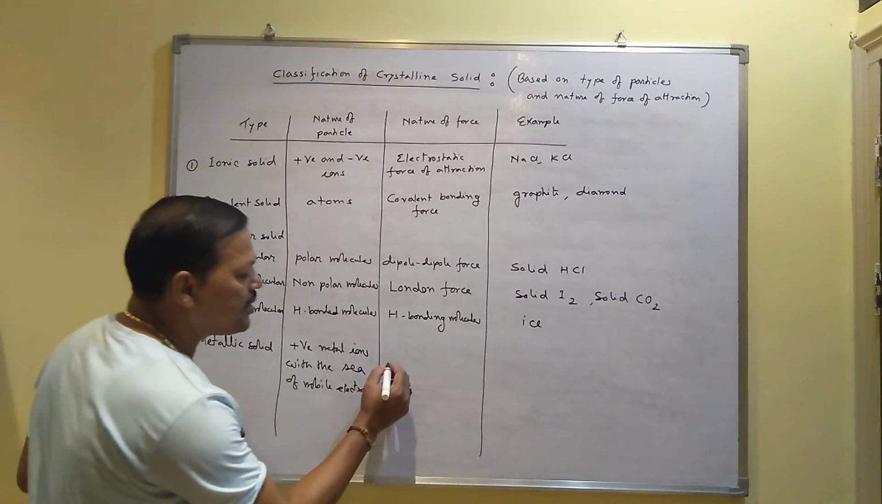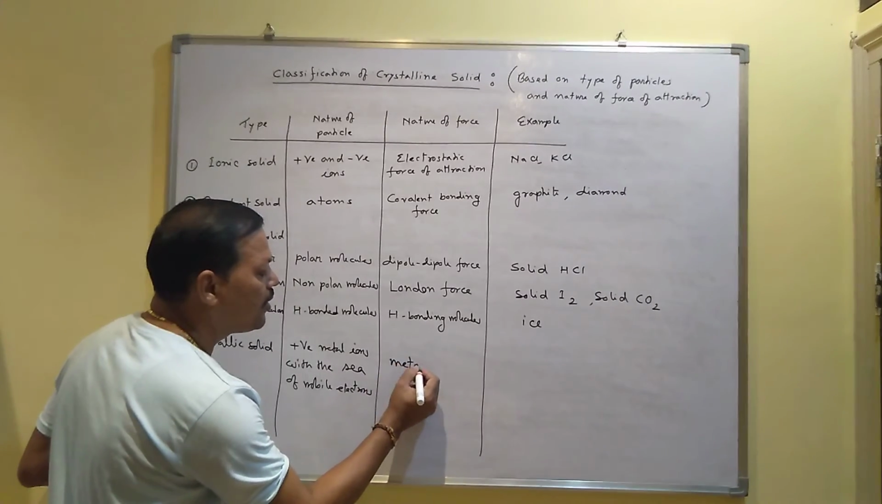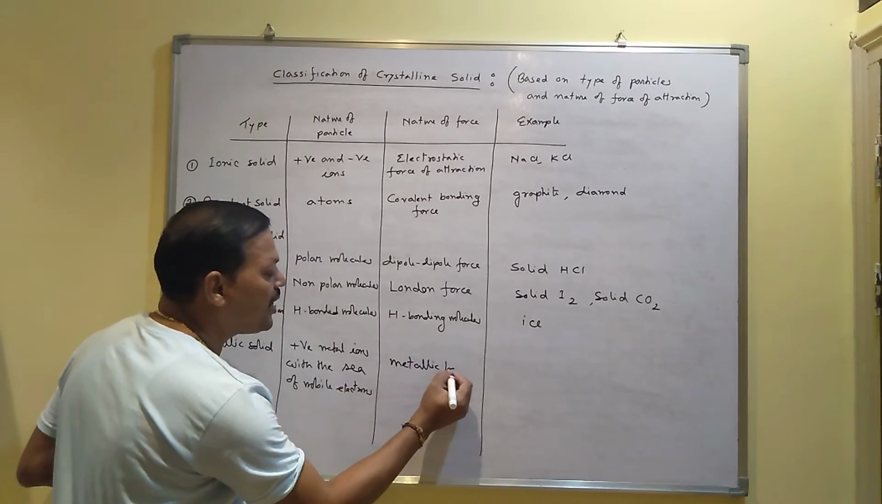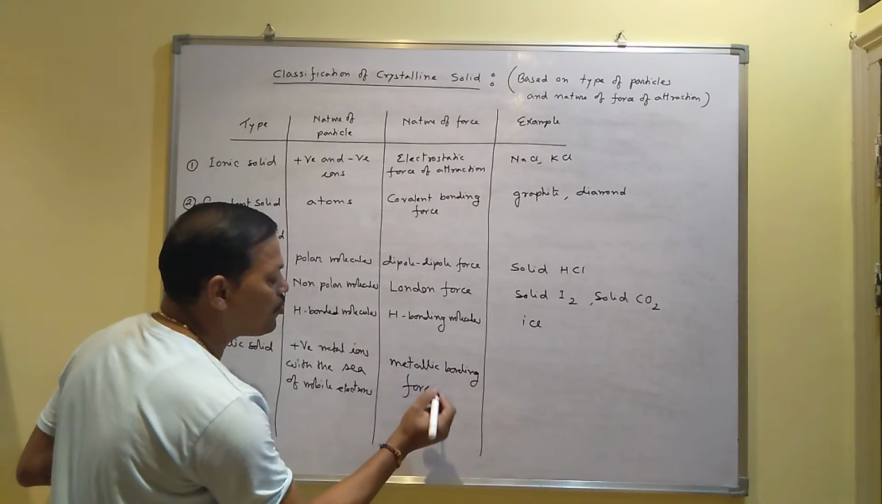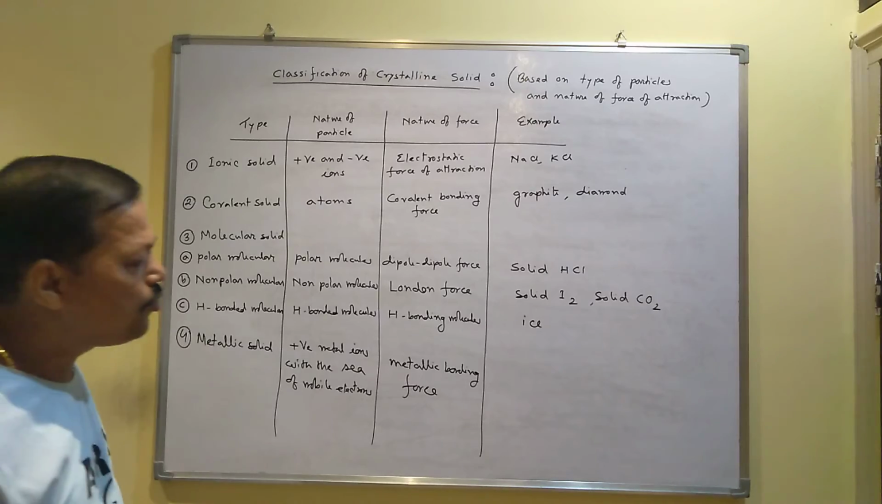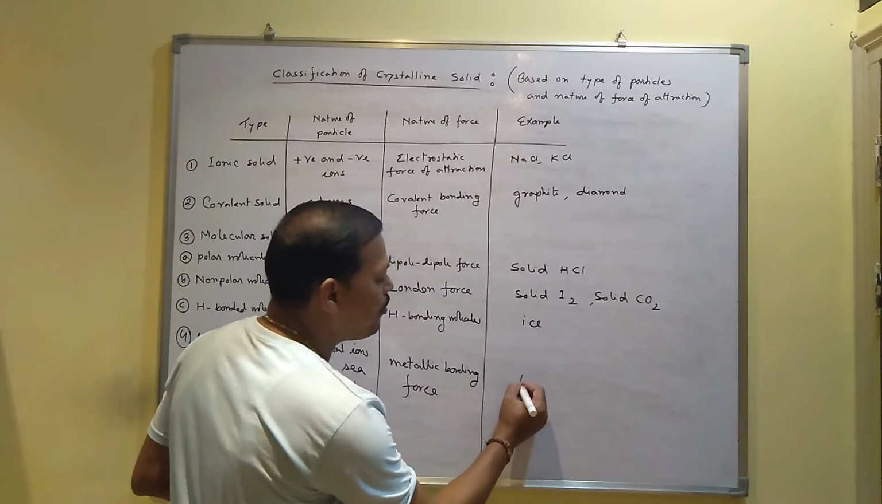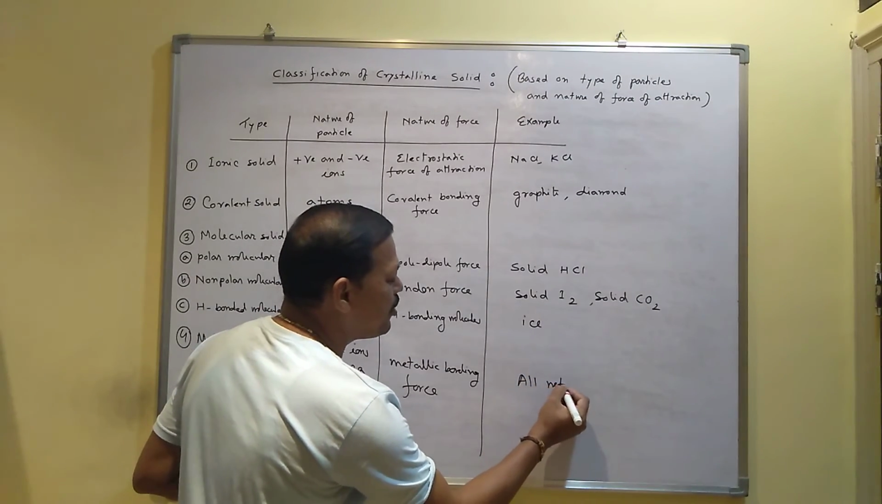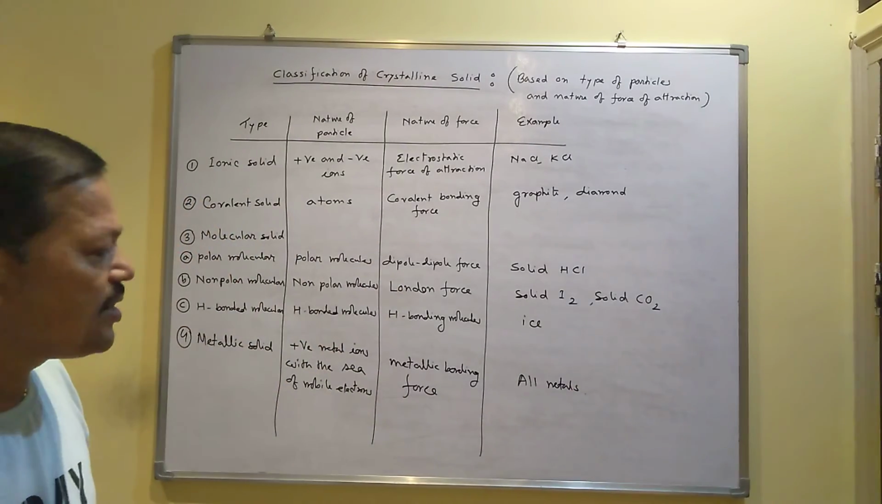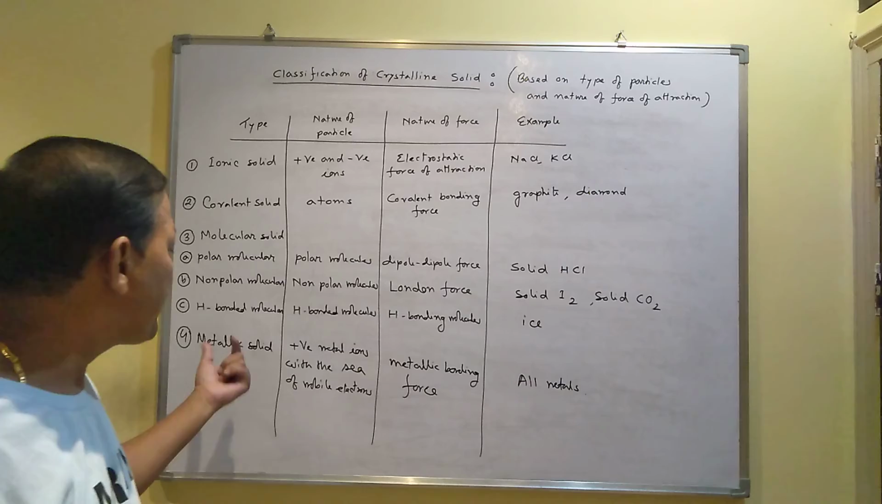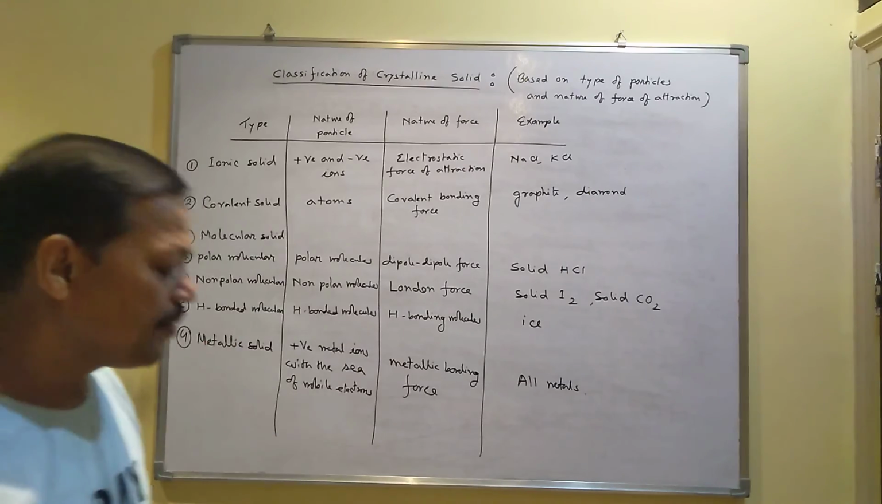And what type of force exists? The force of attraction in metallic solid is called metallic bonding force. An example, if you want to write, you can write all metals except mercury. Mercury exists as a liquid, but other metals exist as solid. So all metals are examples of metallic solid.